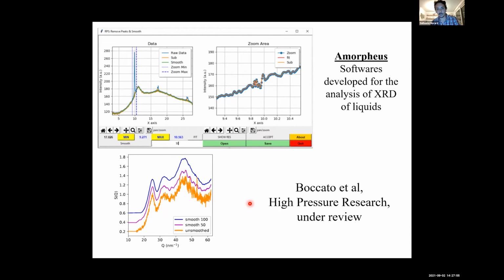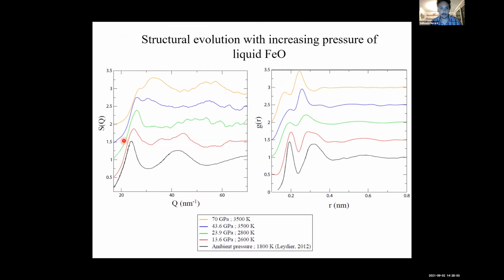And after, you do the Fourier transform to get the G of R. And so this is the type of data we obtain. So this is data in black. Of course, it's not our data. It's too beautiful. This is from ambient pressure. And by increasing the pressure here, you have the change. You see here some change in the structure factor with the appearance of this bump here. And on the G of R, you have the change with the evolution of this bump that changed to the left.